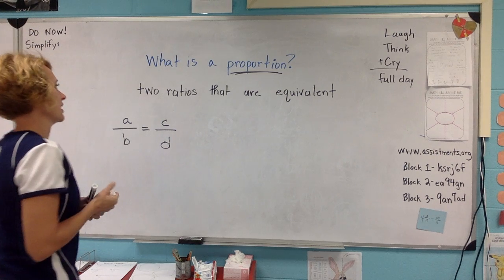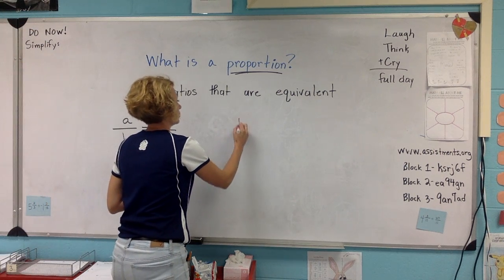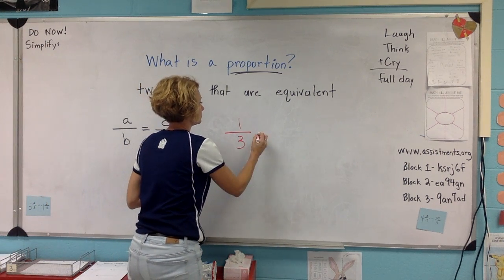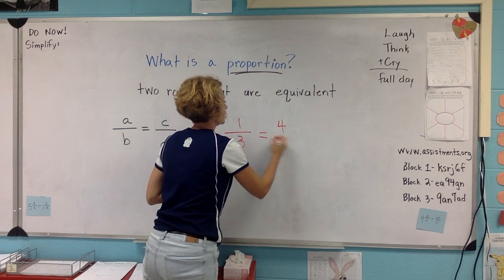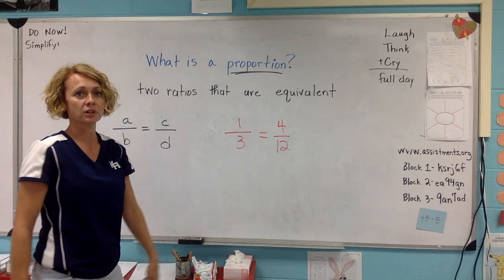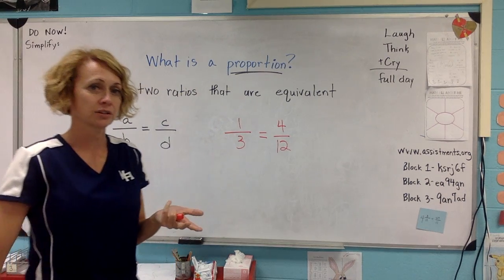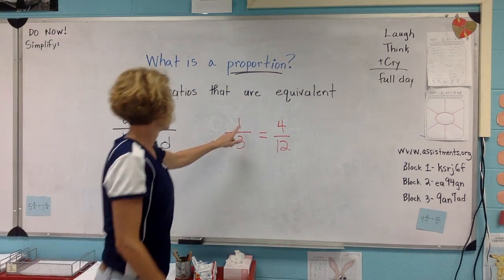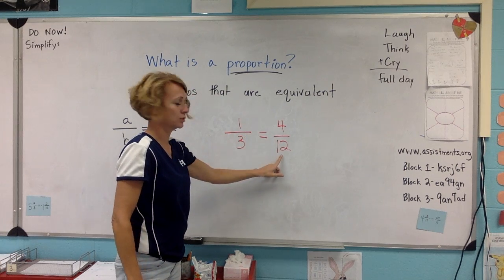Some examples of that would be something like 1/3 is equal to 4 over 12. I know that 1/3 and 4/12 are equivalent fractions because 1 times 4 is 4, 3 times 4 is 12.